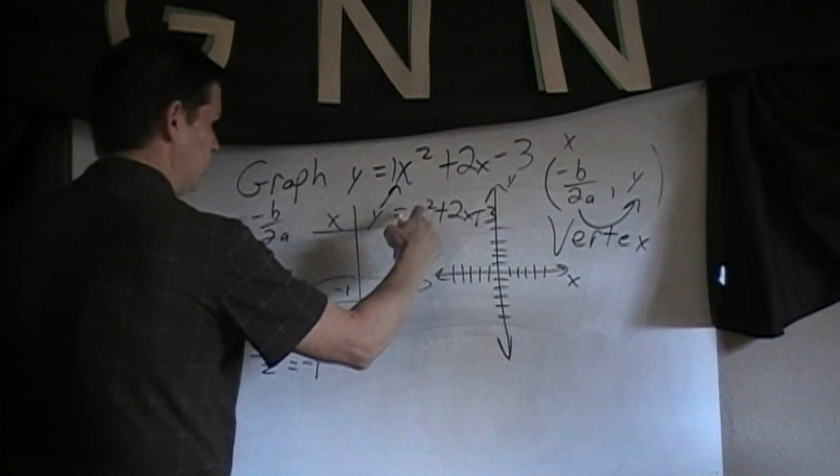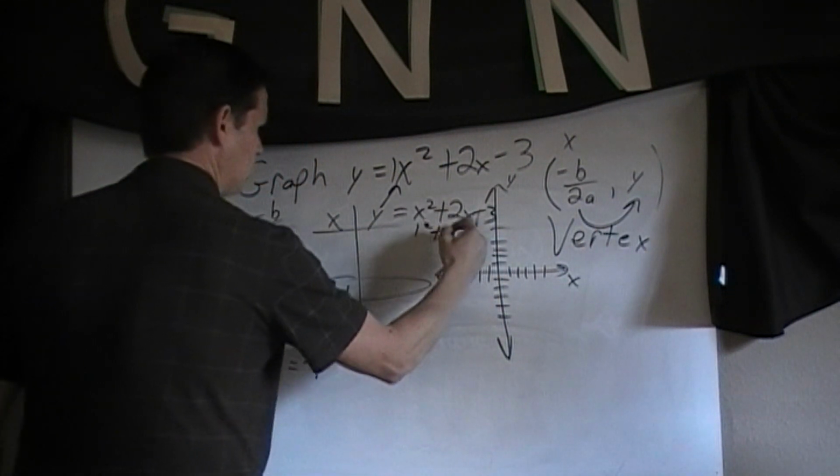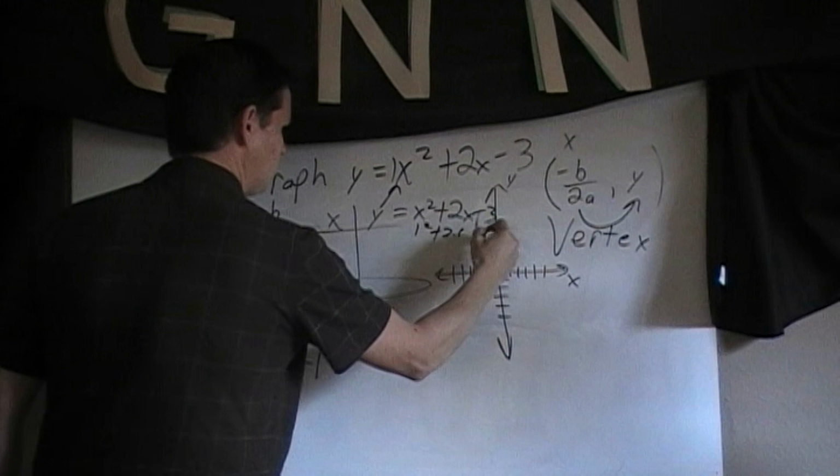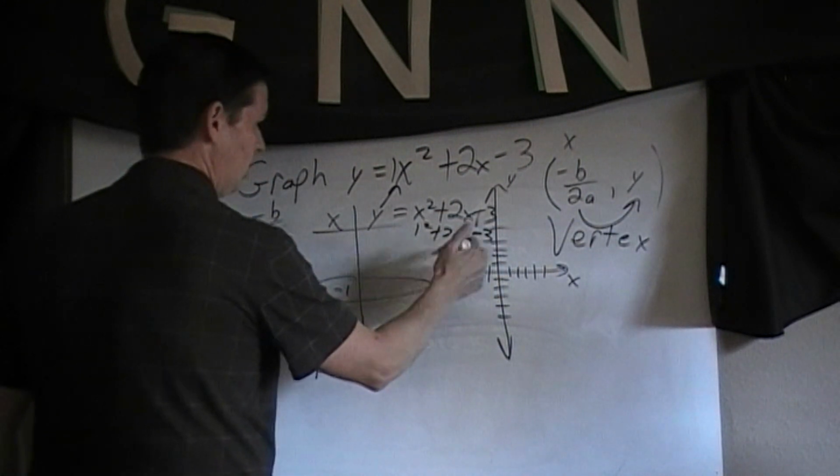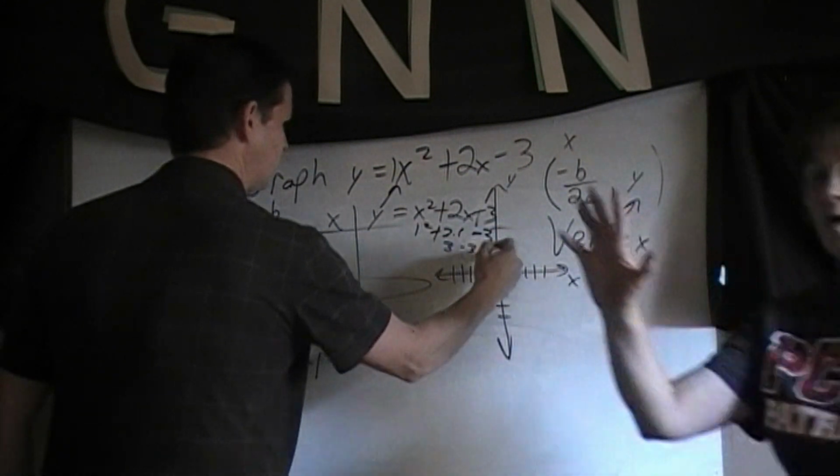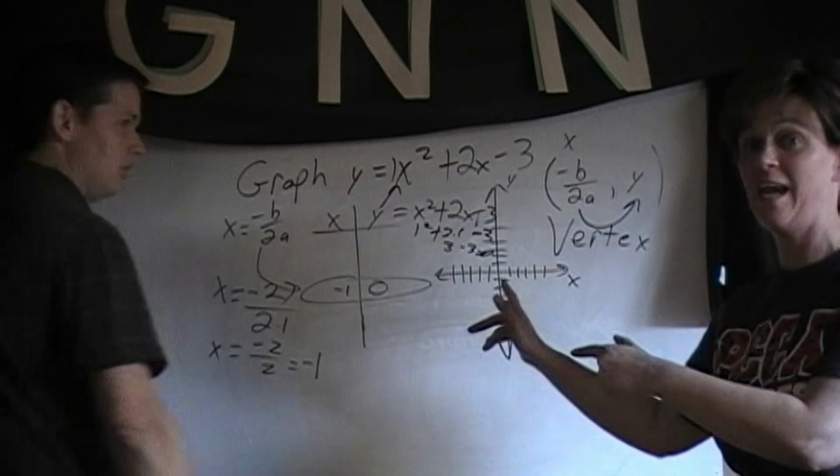So you plug it in, 1 squared plus 2 times 1 minus 3. 1 plus 2 is 3. 3 minus 3 is 0. Hold on, students. Does anyone see the error?